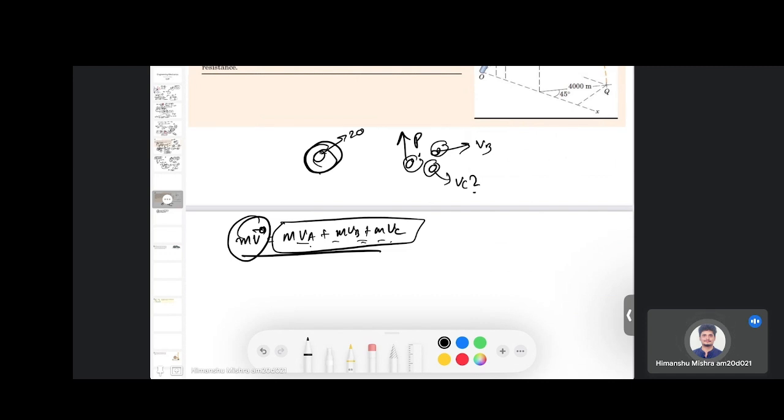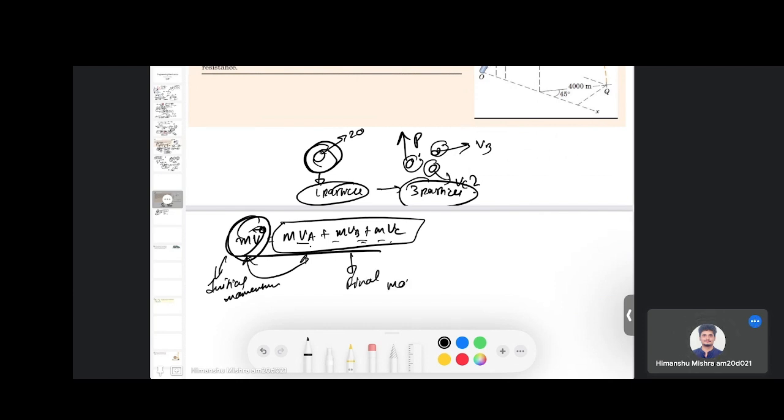So initially I have only one particle, then it is split into three particles. So the momentum conservation tells me that the momentum of one particle, which is the initial state, equals the momentum of these three particles at the final stage, which is basically this expression. So this is my initial momentum, and this is my final momentum due to three particles. And these are the linear momentum. We are not talking about the angular momentum here.